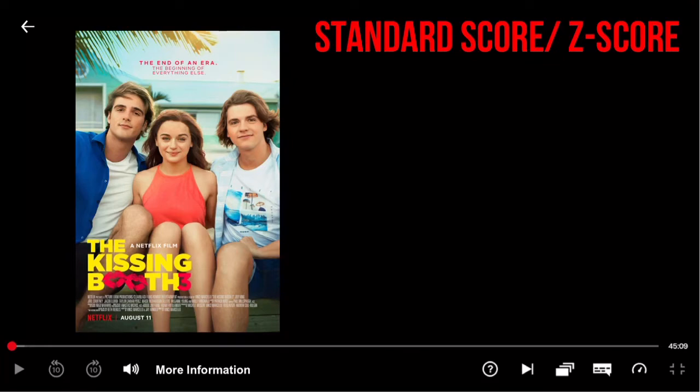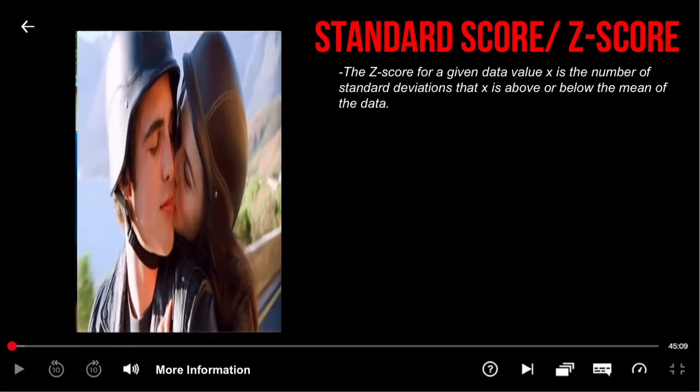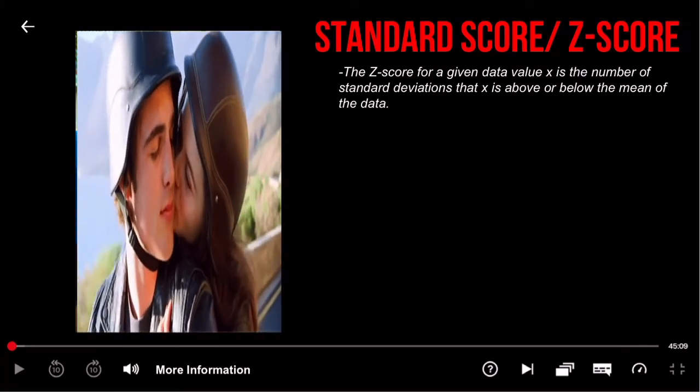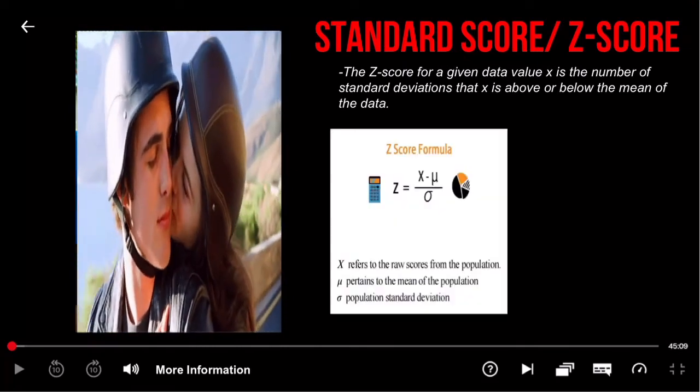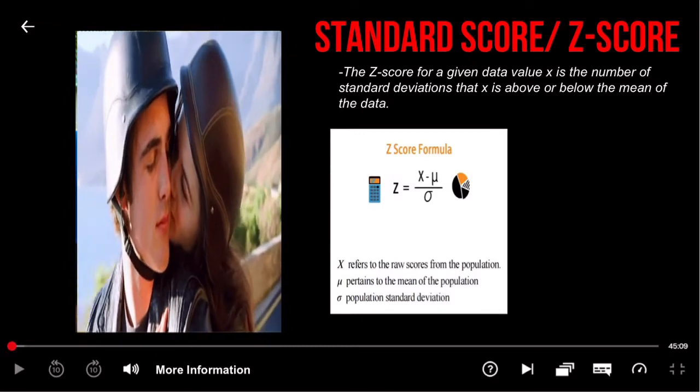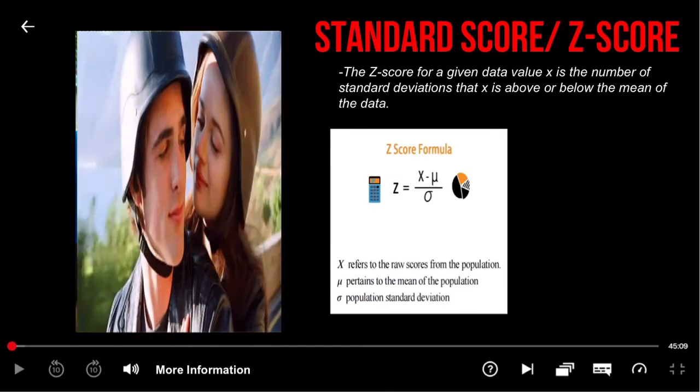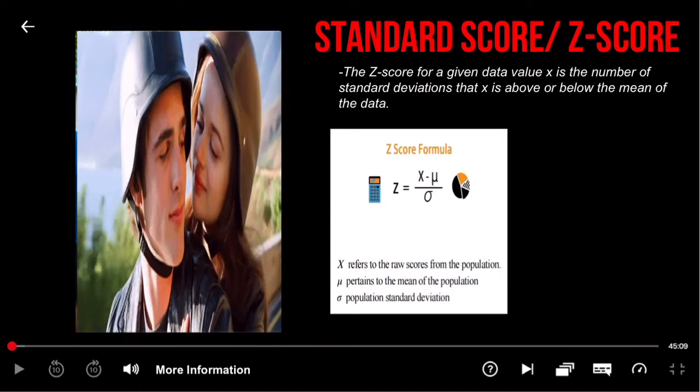Standard score or the z-score. The z-score for a given data value x is the number of standard deviations that x is above or below the mean of the data. The following formulas show how to calculate the z-score for a data value x in a population and in a sample. A standard score or z-score is used when direct comparison of raw scores is impossible.